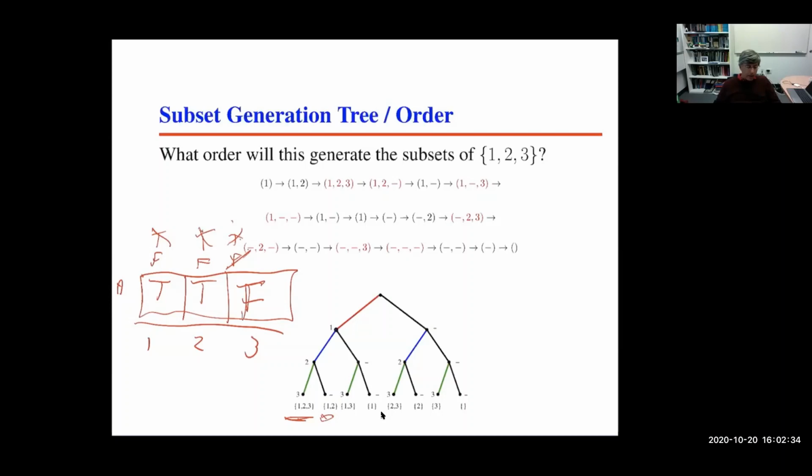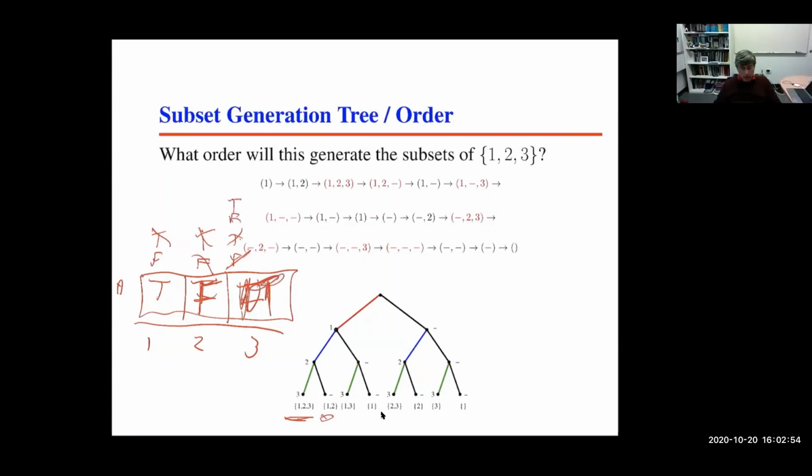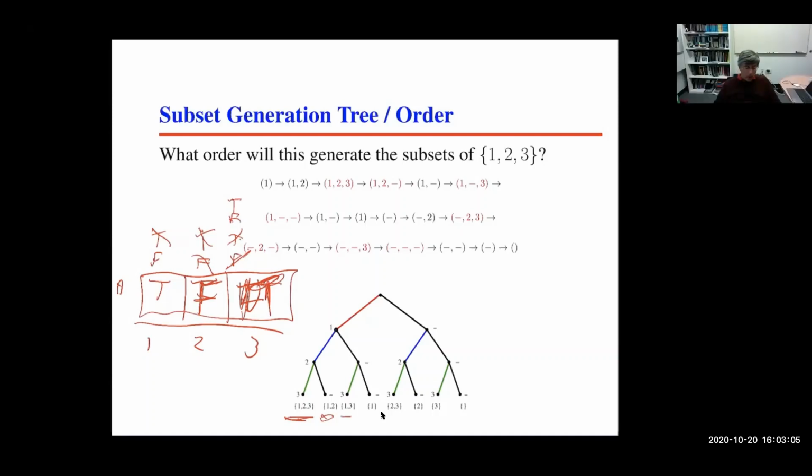I backtrack to this thing. My F hasn't been used. Now I've got a true and an F. What are my choices for the third position? True or false? Let's say I put a true in there. Do I now have a solution? Yes. And what is that solution? 1, 3. Bingo.